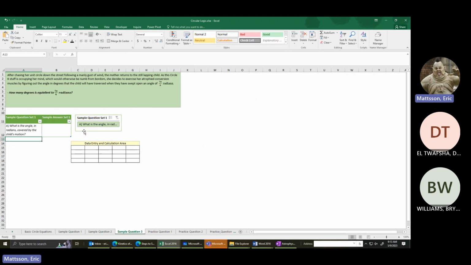So do one more. After chasing her unit circle down the street following a manly gust of wind, the mother returns to the still laughing child. She says this Circle K stuff is occupying her mind, which would otherwise be numb from boredom. She decides to exercise her atrophied conversion muscles by figuring out the angle in degrees that the child will have traversed when they have swept open an angle of 7 pi 6 radians. So the question then is, how many degrees is equivalent to 7 pi 6 radians? So we got that question there.